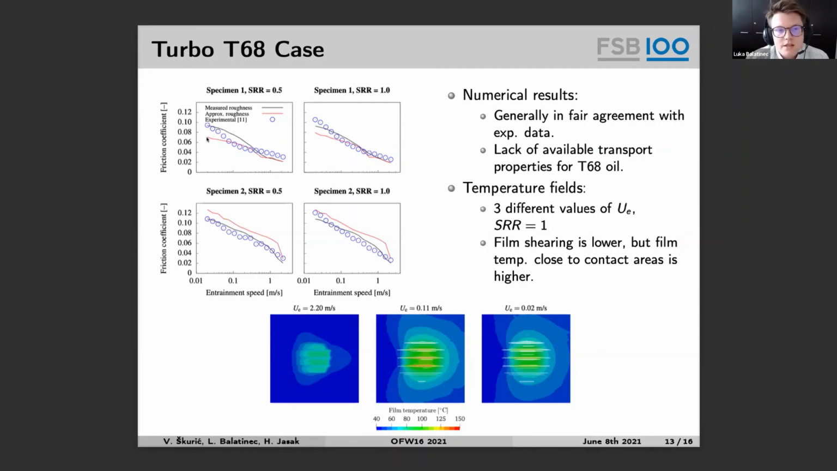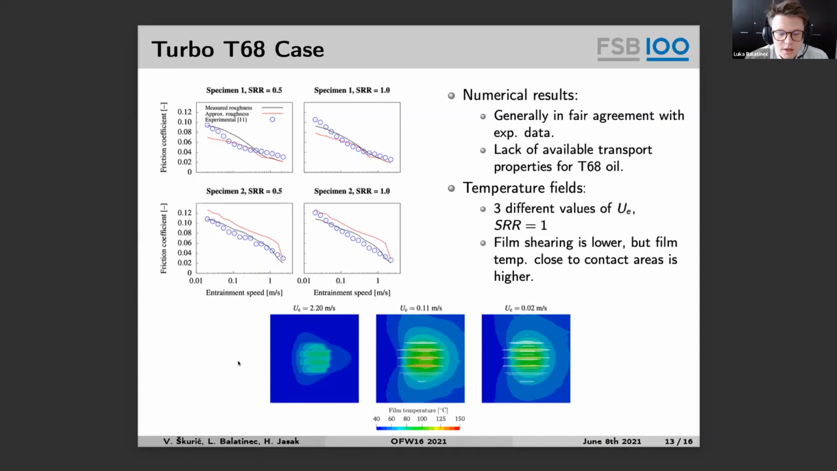And the slight discrepancies seen here when compared to the experimental data are attributed to the lack of available transport properties for the T68 oil. For the T9 oil, we had all the necessary transport properties, but for the T68 oil, we only had a few data points. Here we can see temperature fields for three different values of the entrainment speeds and a single slide-to-roll ratio.